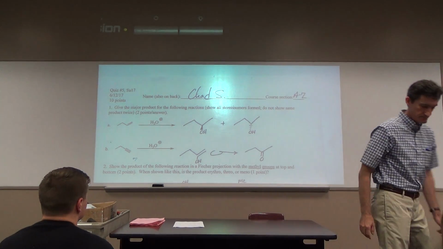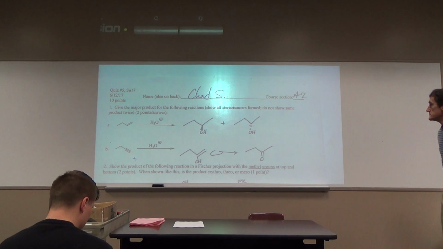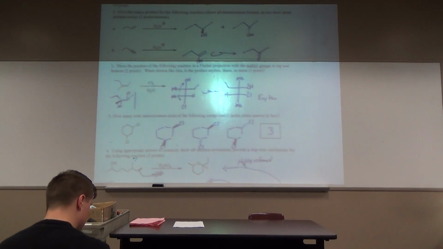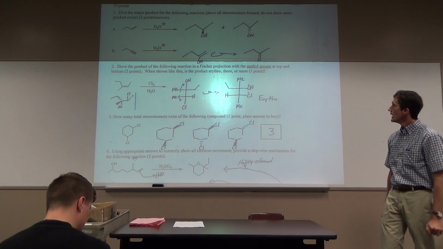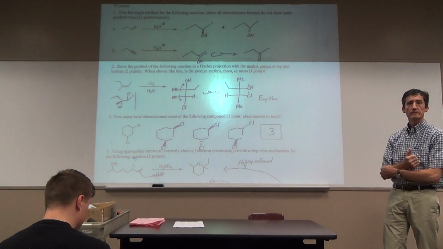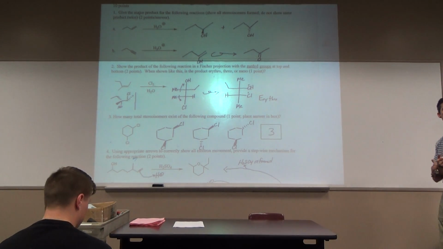How are we doing the first two? Questions? How are we doing number two? Erythro, OH and Cl on the right with the methyls at top and bottom. How we do?